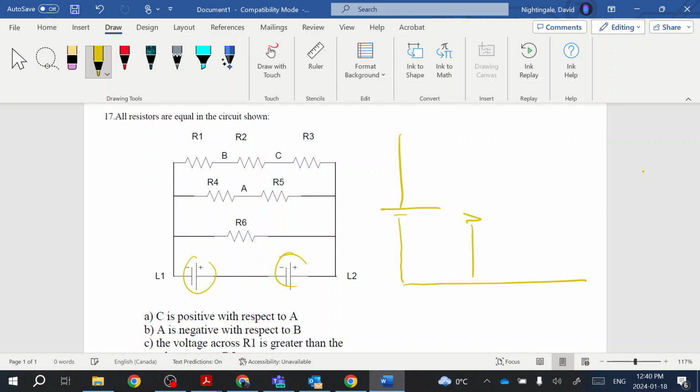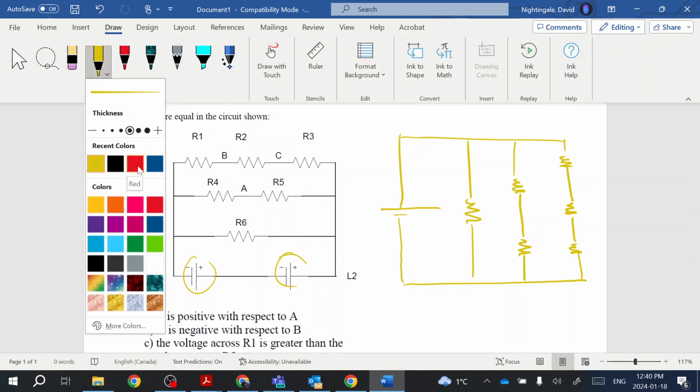Our first rung is just going to be one resistor. The second rung is going to be made up of two resistors. And our third rung is going to be three resistors. Now, all resistors are equal in the circuit shown. That's an important point.